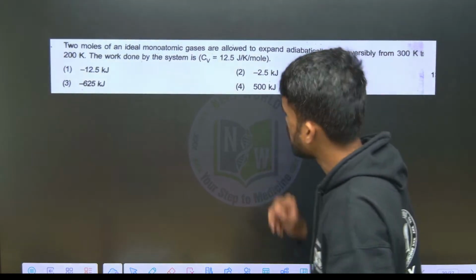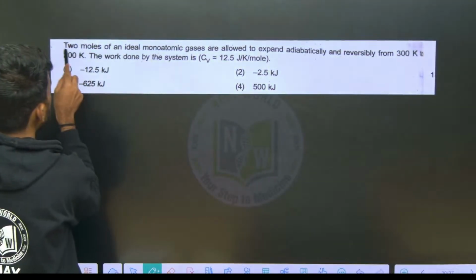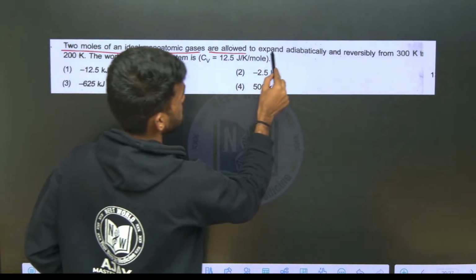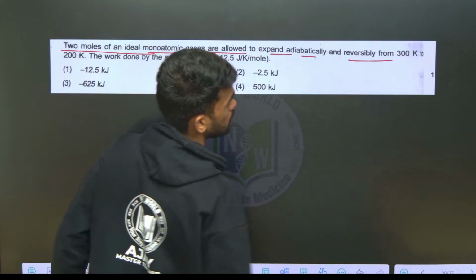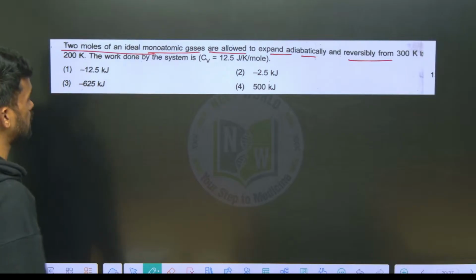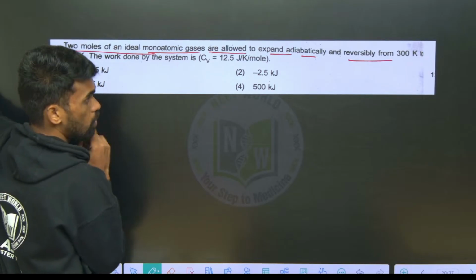Okay, and look at here: 2 moles of a monoatomic ideal gas allowed to expand adiabatically and reversibly from 300 to 200 Kelvin. What is the work done? So they are asking for the work done here. So how can you do this?